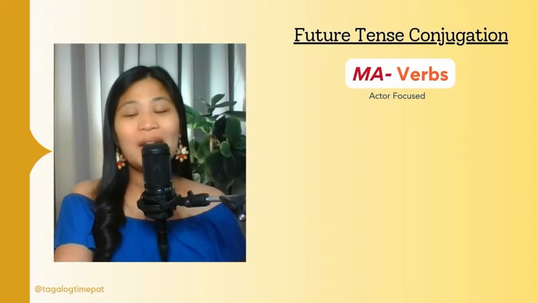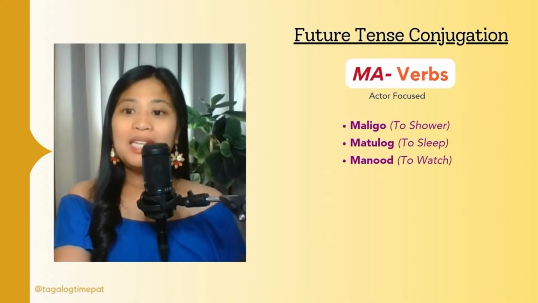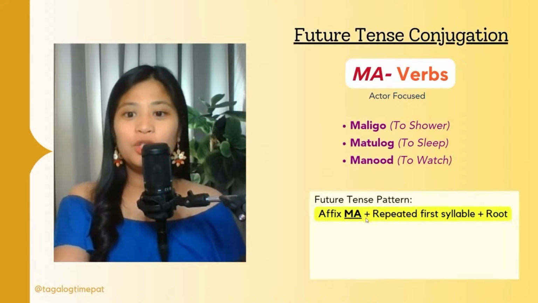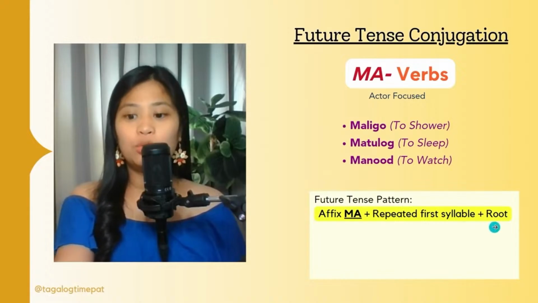Next, let's take a look at ma verbs. It's a very similar pattern to the mag verbs. Again, here are some ma verbs. Maligo, to shower. Matulog, to sleep. Manood, to watch. In the future tense, here is the pattern for ma verbs. Now the affix is ma, then there's a repeated first syllable, and then it's the root.